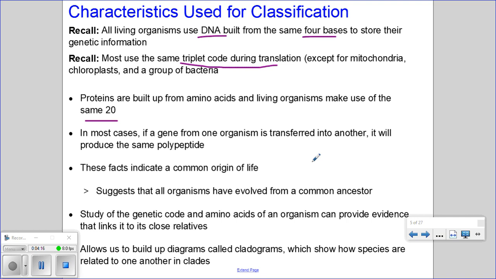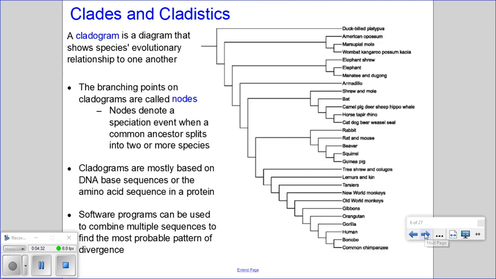And this will allow us to build up diagrams called cladograms, which show how species are related to one another in what we'll call clades. And we'll go through examples of these and what these are in this video. So looking at clades and cladistics, we'll start with cladograms. So cladograms are diagrams that will show species evolutionary relationship to one another.